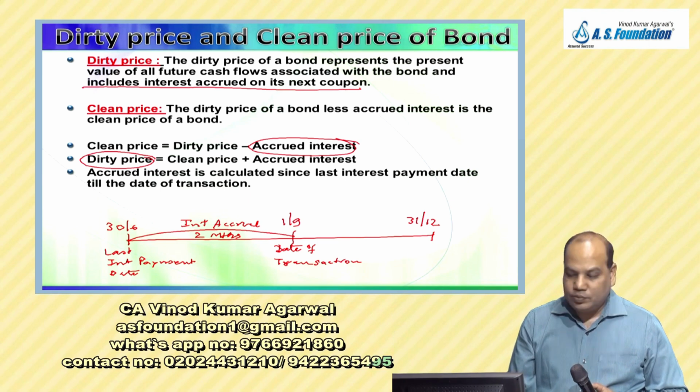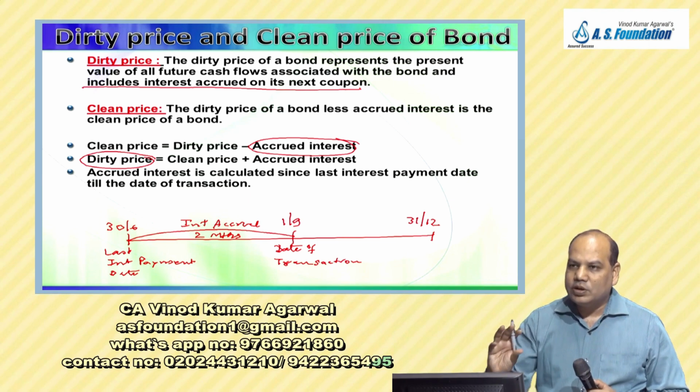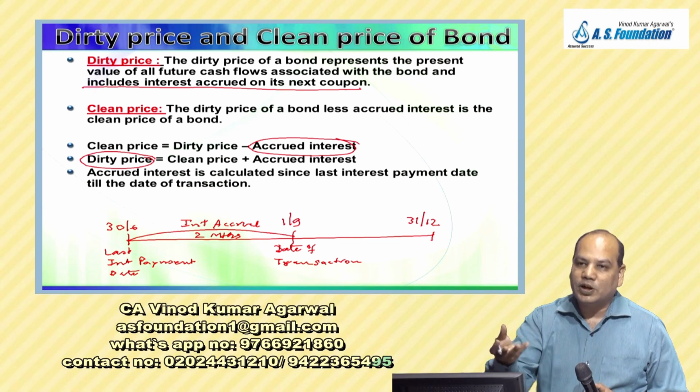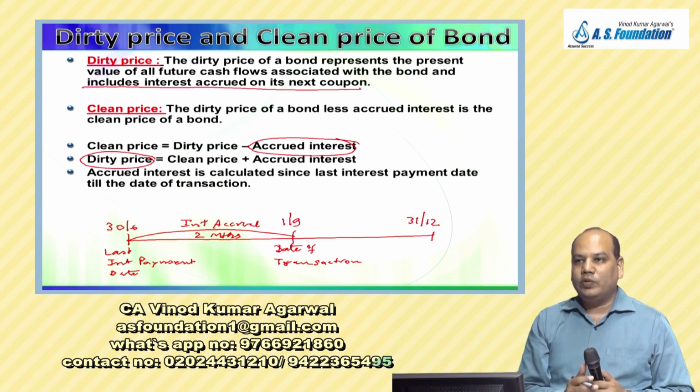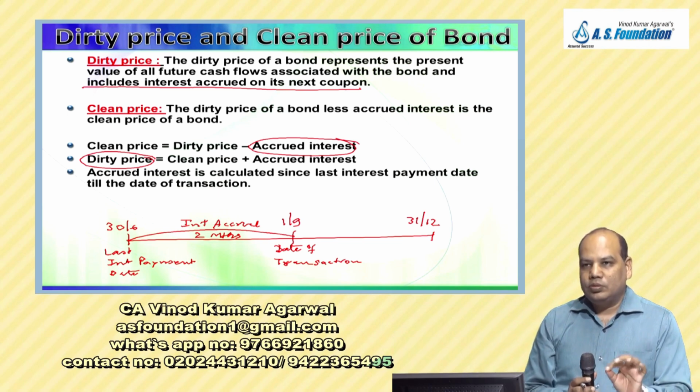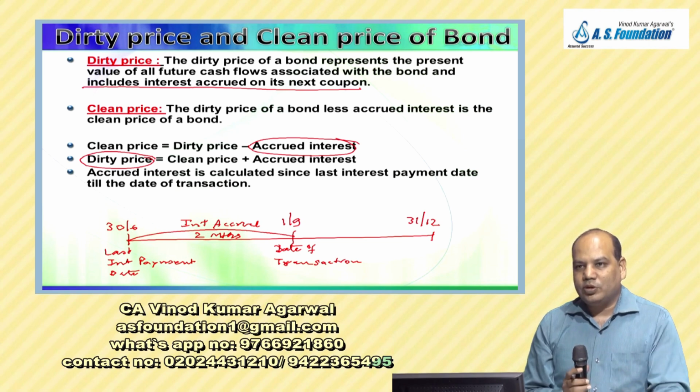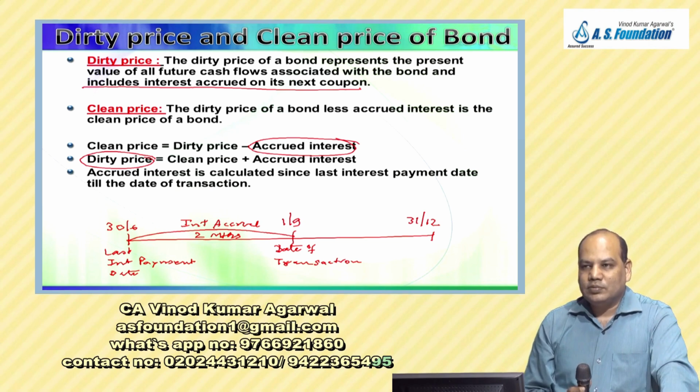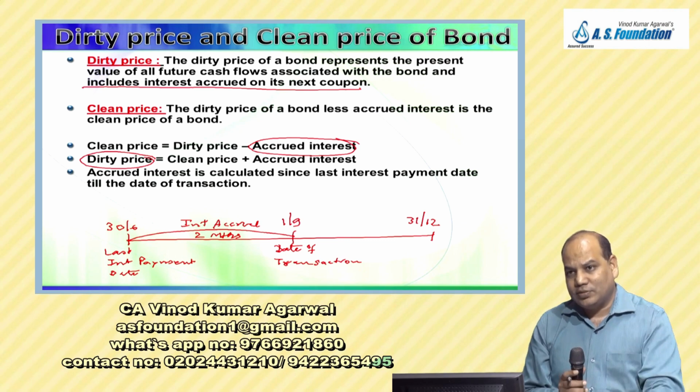Now what is the concept of dirty price and clean price? These are two ways of quoting the price of a bond. In some markets, the prices are quoted on cum interest basis. In some markets, the prices are quoted on ex interest basis. It becomes the convention of a market.